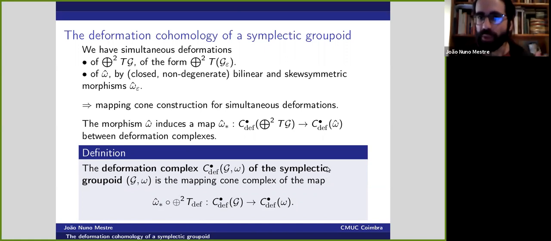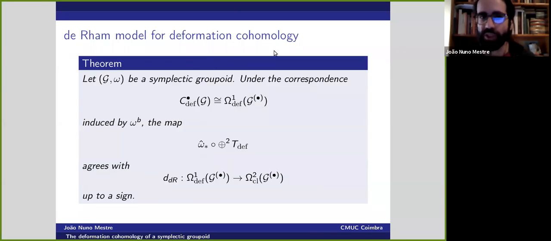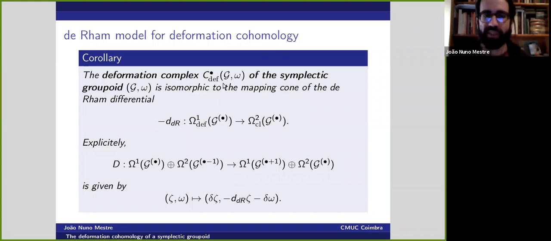Now, what I didn't use yet is that for a symplectic groupoid, we had this better description in terms of de Rham forms. So there's the de Rham model for deformation cohomology. The deformation cochains for G correspond to 1-forms on the nerve, and deformation cochains for omega correspond to 2-forms on the nerve. What was missing was to check, and this is a computation, that the map that we take the cone of actually corresponds, under the identifications that we had, to the de Rham map up to a sign, but that doesn't matter too much for cohomology. What this means is that the deformation complex of the symplectic groupoid can be taken to be the mapping cone of the de Rham differential from 1-forms on G to closed 2-forms on G, on the nerve of G.